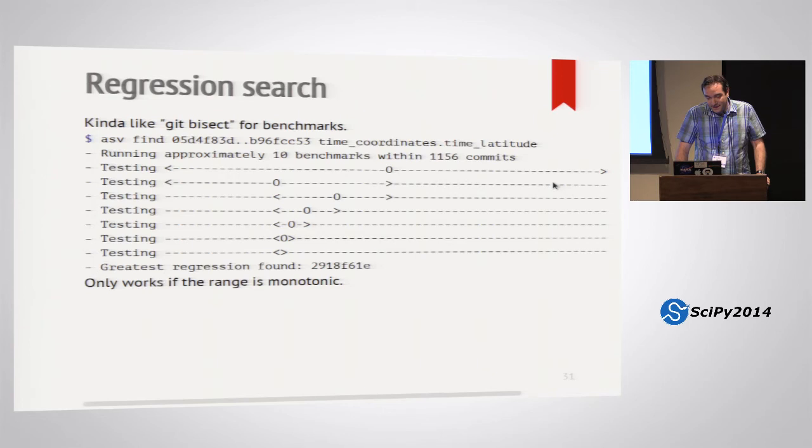So this is what that looks like. Again, you just give it a range of commits and a benchmark you want to run, and it draws this pretty little picture, starting in this range, and then it tries over here and tries over here based on the binary search until it finally gets down to a particular revision that led to the regression.